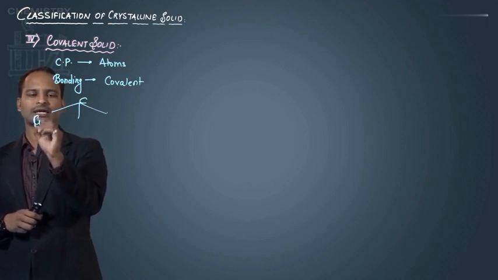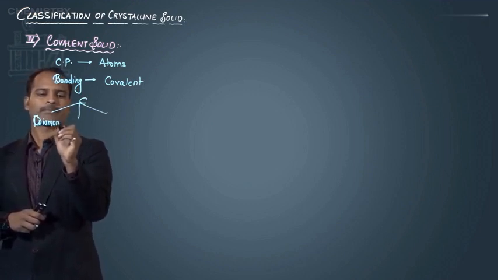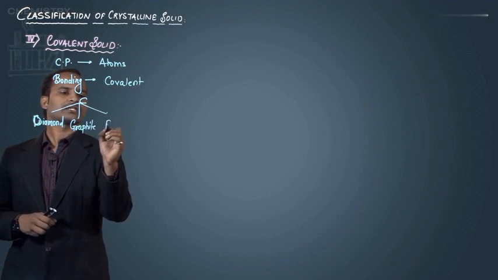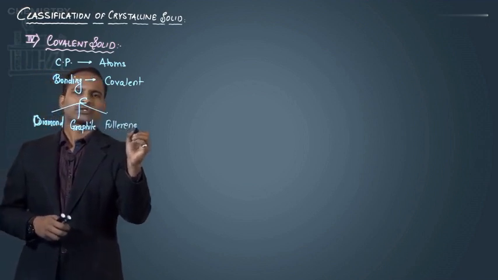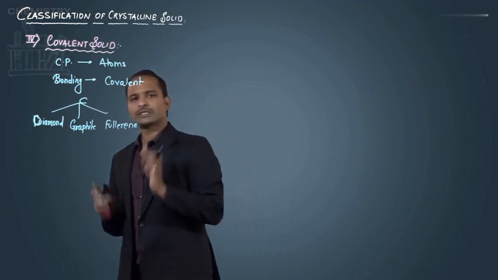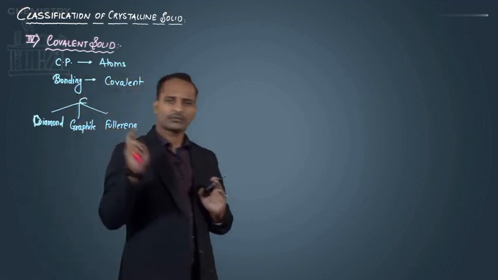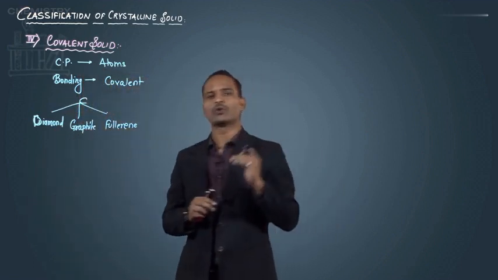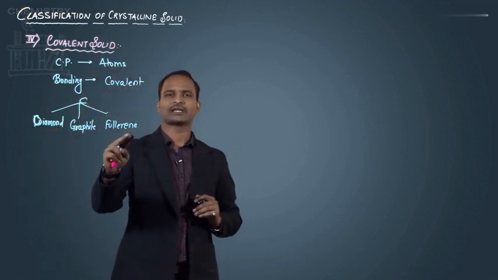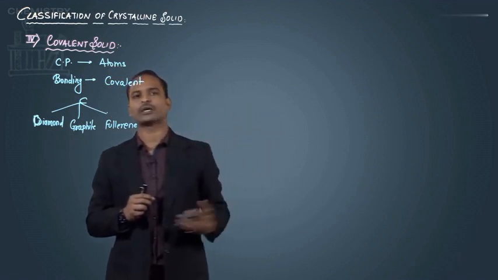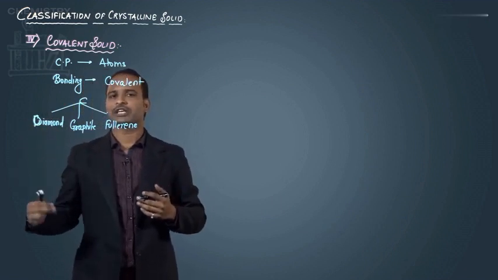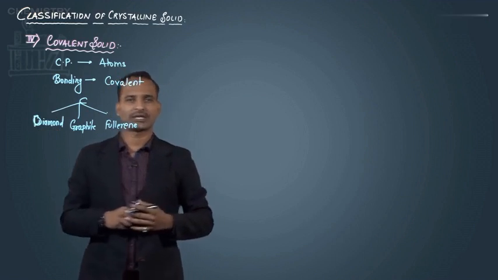The first one is called diamond, the second is called graphite, and the third is called fullerene. So we have 3 different forms of carbon: diamond, graphite and fullerene. 3 different forms means all 3 are made up of carbon atoms only. In all 3 the carbon atoms are bonded by covalent bonds, but the arrangement of carbon is different in diamond, in graphite, and in fullerene. Whatever the arrangement is, the same arrangement keeps on repeating in the given substance as it is a crystalline solid.